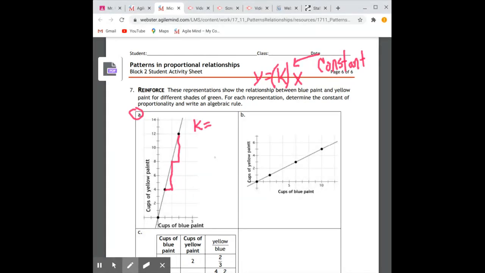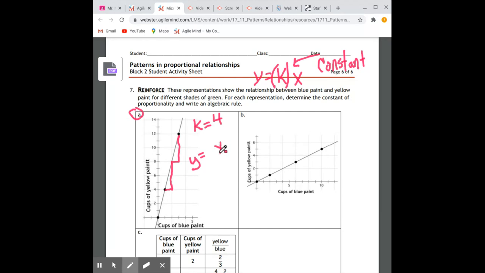One to 4. Not 1 to 4, but just 4, because we're multiplying by 4. So basically what we're doing is we're taking the cups of blue paint and multiplying by 4 to get the cups of yellow paint. So the yellow would equal what times the cups of blue paint?